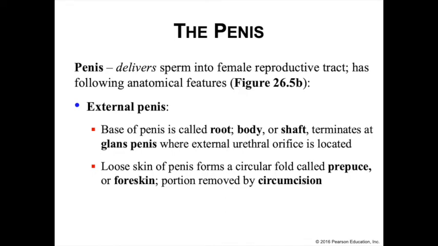When we look at the penis, we have an external penis and the internal penis. External penis, we have a root, body, shaft, the glands of the penis or the head of the penis, and then we're going to have foreskin. The prepuce is also the foreskin. During a circumcision, this is the part that would actually be removed.